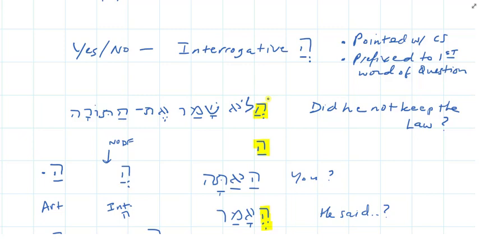Whereas an interrogative hey can go on anything that's the first word of the question. And so you'll see the interrogative hey attached to things that you would never, ever, ever attach an article to. And so really the most important thing in telling the difference is to actually try translating the word with the ha in front of it as if it were the article and see if it would even make sense. And most of the time it won't. All right.